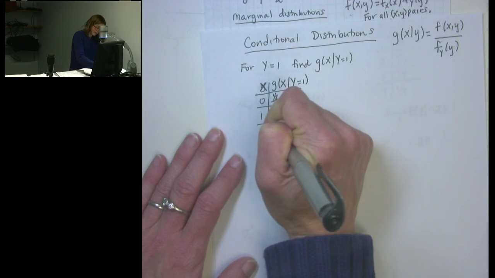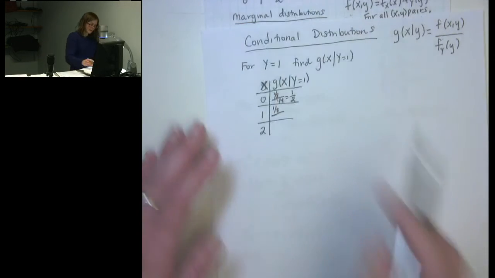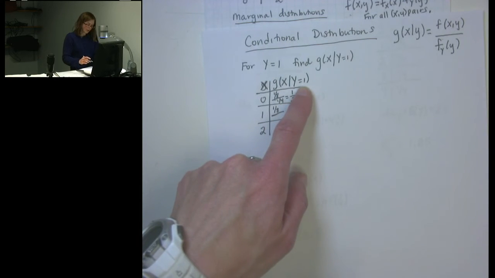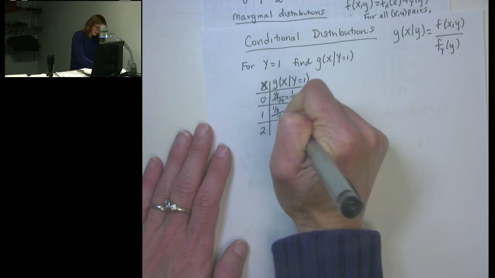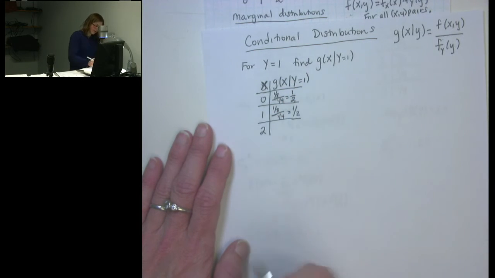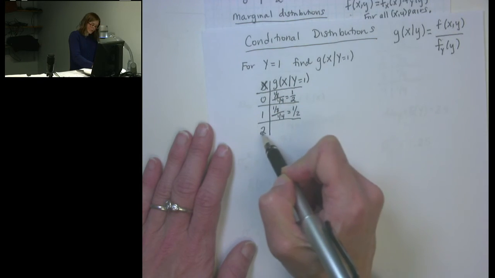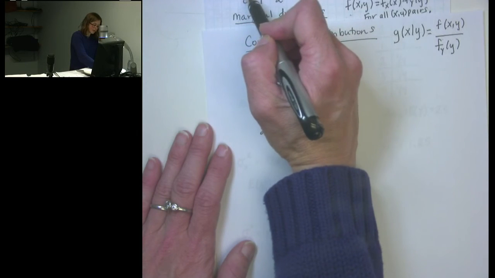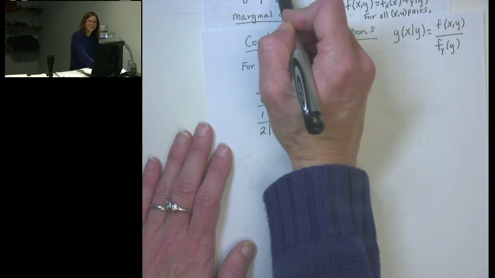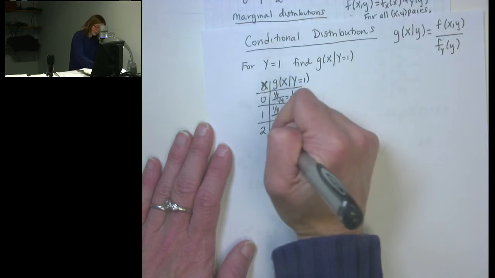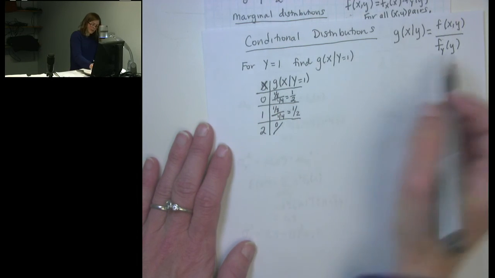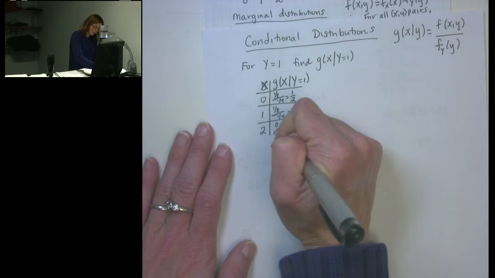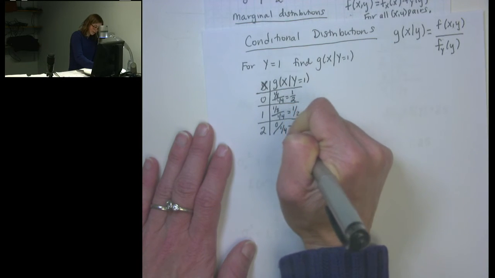I divide again by my marginal probability that y is equal to 1. We said that's 1/4. That gives me 1/2. For 2, 1, my joint probability mass function at 2, 1, it's not part of the support, so the probability is 0. Divide again by our marginal probability that y is equal to 1, gives me 0.